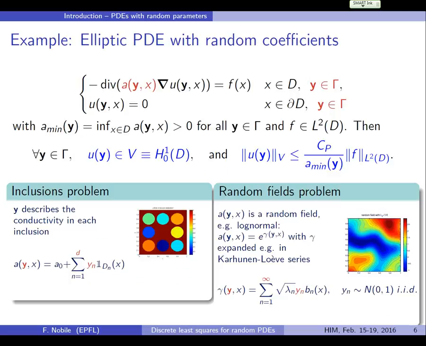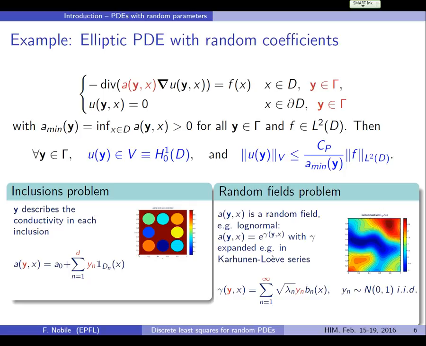This is more or less the setting. This is just a model problem that has been extensively studied in the last years. It is related to porous media flow. You have a diffusion equation here. U would represent the pressure, the hydraulic head. F is any source or sink of water or other fluids in the medium, and A, the coefficient here, is the permeability.